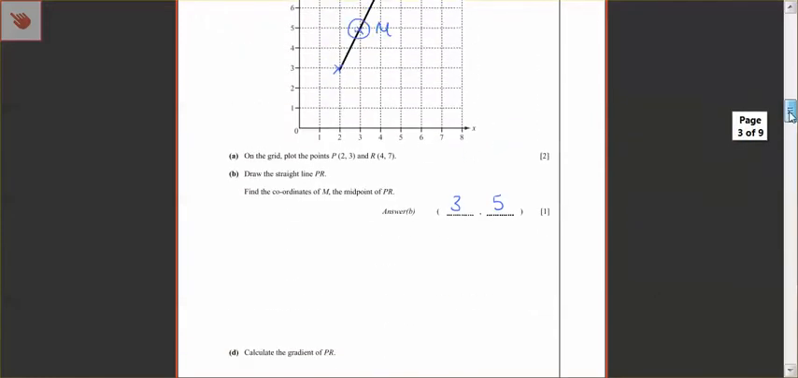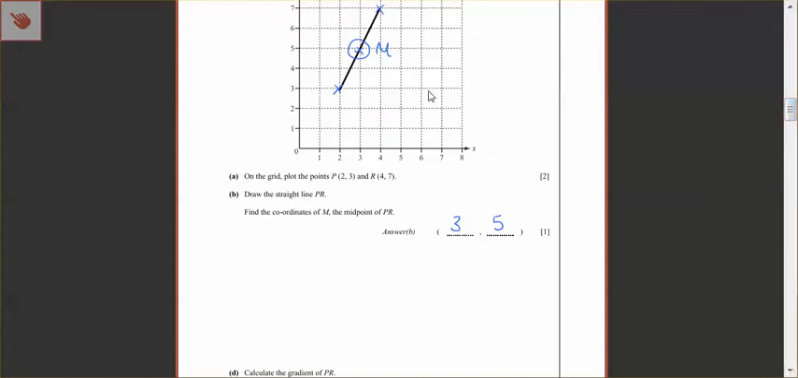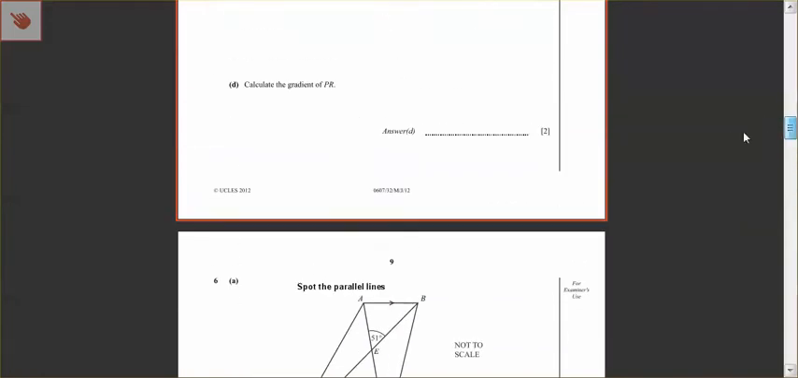Calculate the gradient of PR. Gradient is rise over run. So that's 4 over 2, which is 2. 4 over 2 equals 2. So the gradient is 2.